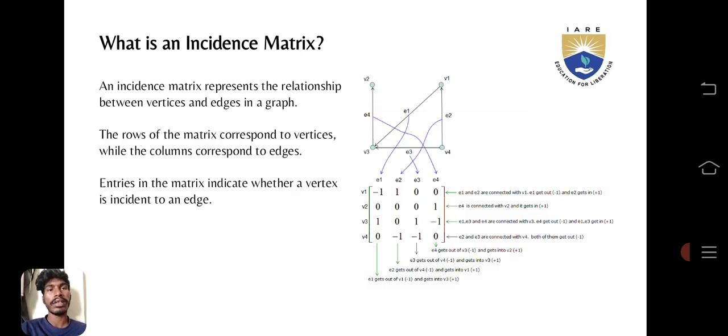What is an incidence matrix? An incidence matrix represents the relationship between vertices and edges in the graph. The rows of the matrix correspond to vertices, while the columns correspond to edges. Entries in the matrix indicate whether a vertex is incident to an edge.